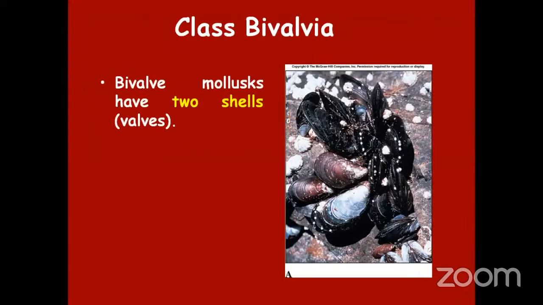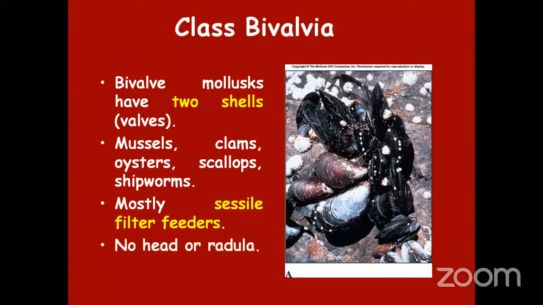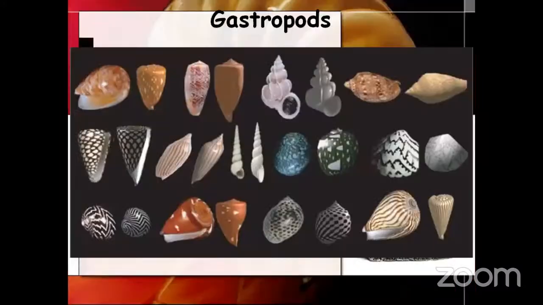The first picture is showing the bivalvia, which has 2 shells connected with a single wall. Examples for this bivalvia are clams, oysters, scallops and shipworms. These are the subtypes of the bivalvia classification. In this bivalvia, it doesn't contain any head or radula.